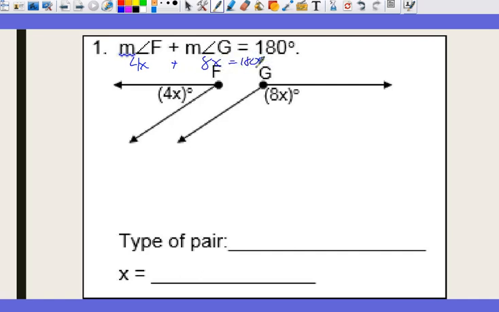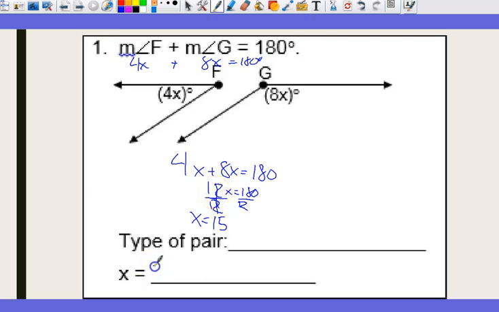I'm going to write this exact same thing, just neater. Okay. Add these two together. It's 12x, yes. 4x plus 8x is 12x, is equal to 180. Divide both sides by 12. Cancels out. We get x is equal to 15. Yeah, it was a 12, but I crossed it out.